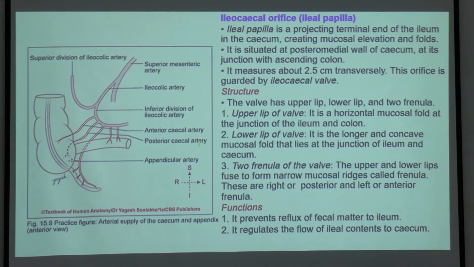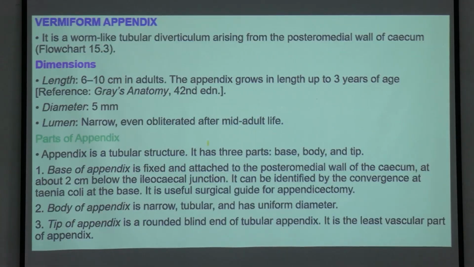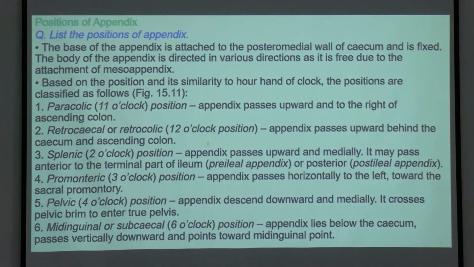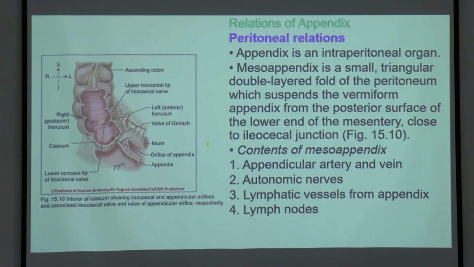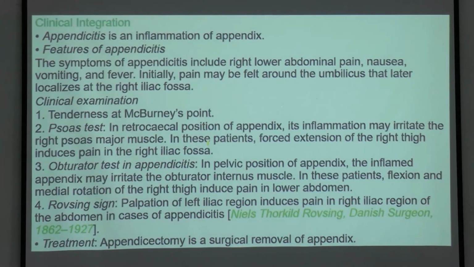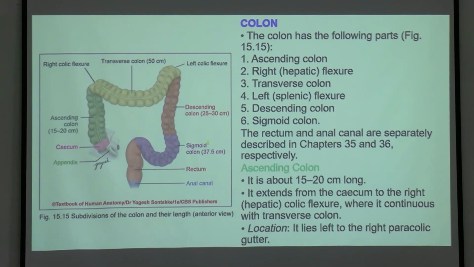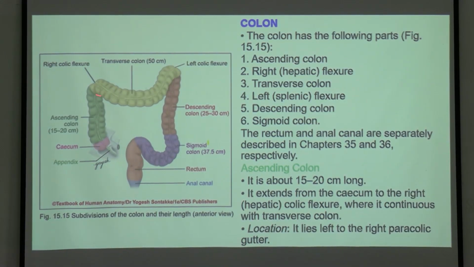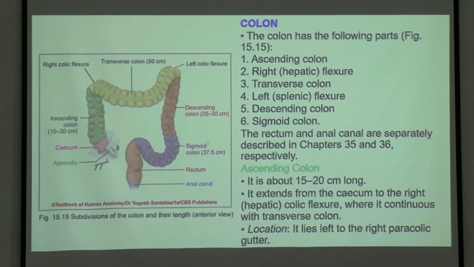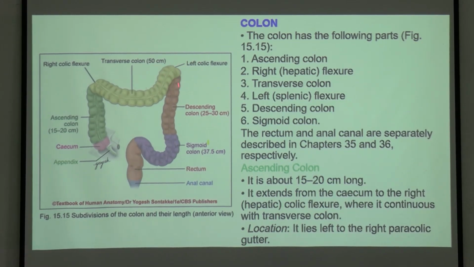We have already discussed the ileocecal orifices yesterday. Okay. These are all covered yesterday. So this is what we are getting: the ascending colon, this is the junction between the ascending colon and the transverse colon, and this is the junction between the transverse colon and the descending colon.